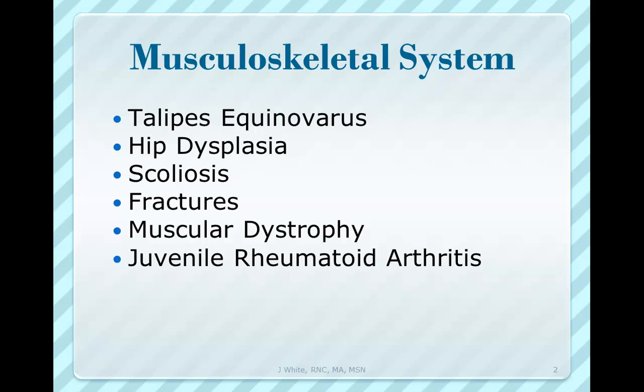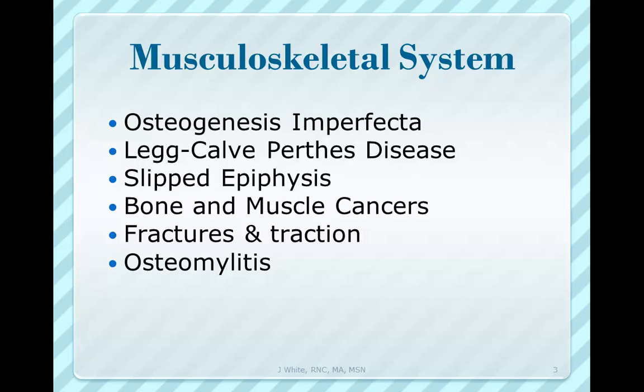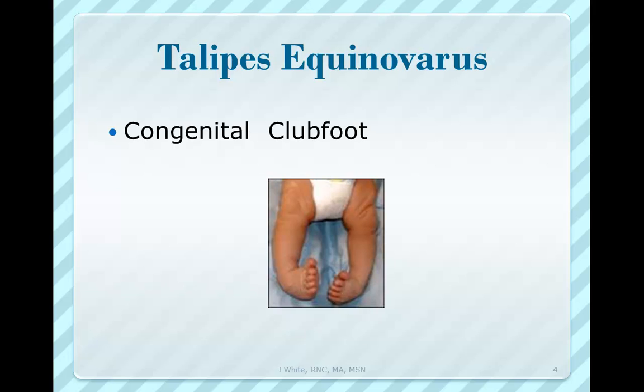Today we're going to talk about talus equinovarus, hip dysplasia, scoliosis, fractures, muscular dystrophy, juvenile rheumatoid arthritis, osteogenesis imperfecta, Legg-Calvé-Perthes disease, slipped epiphysis, bone and muscle cancers, fractures and traction, and osteomyelitis. Starting out with talus equinovarus.